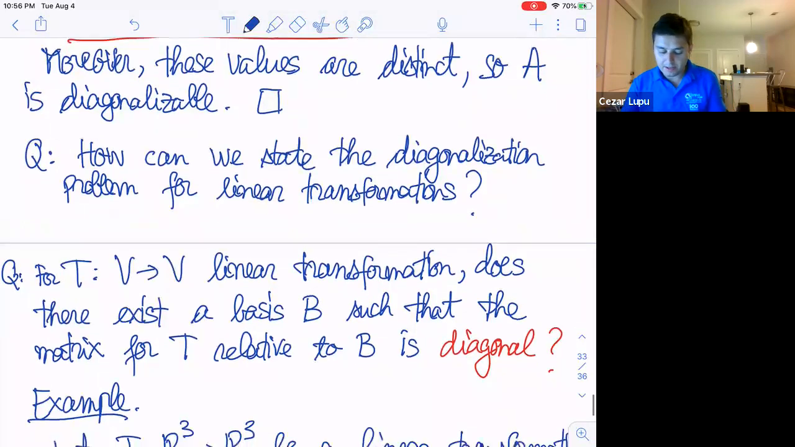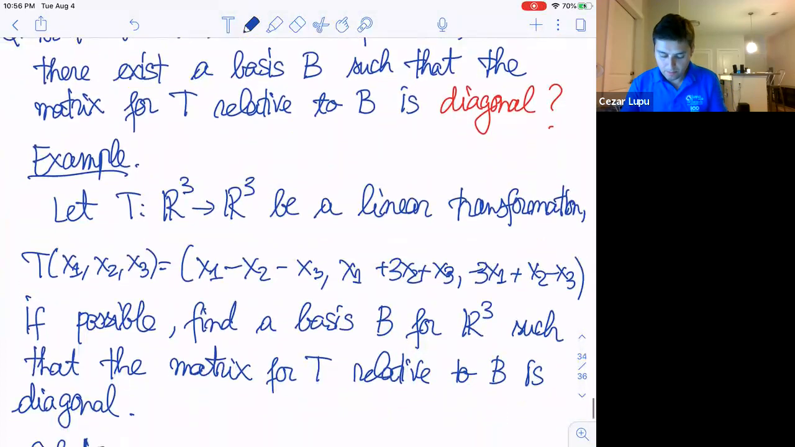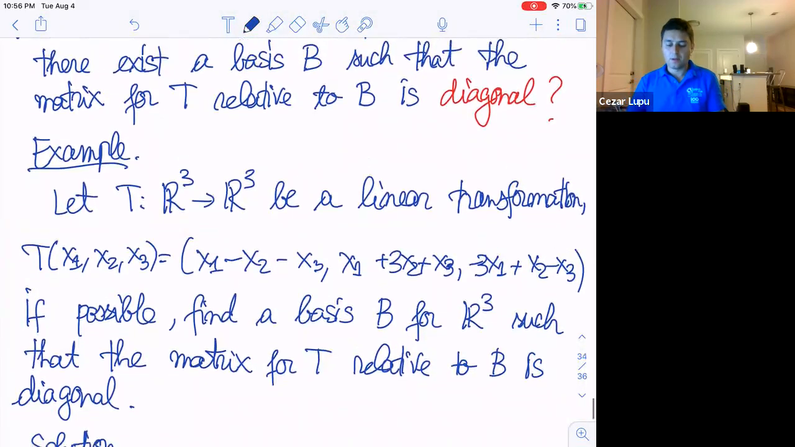And now let's see an example. I will consider the following linear transformation T from R3 to R3. T of (x1, x2, x3) is given by x1 minus x2 minus x3, x1 plus 3x2 plus x3, and the third coordinate is given by -3x1 plus x2 minus x3, right? And now, if possible, find a basis B for R3 such that the matrix for T relative to this basis B is diagonal.